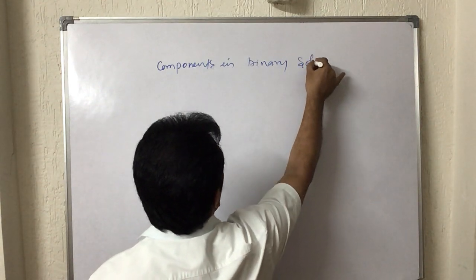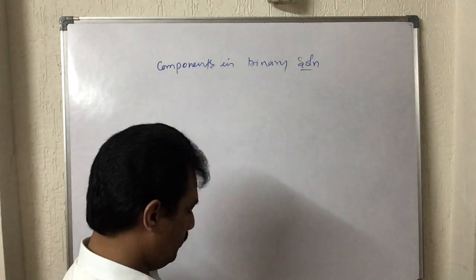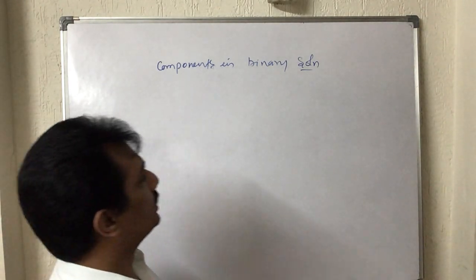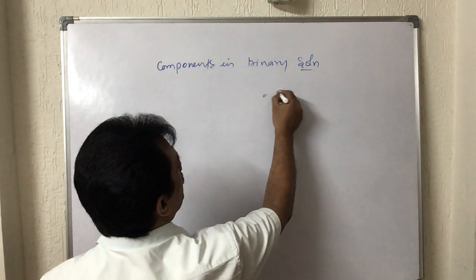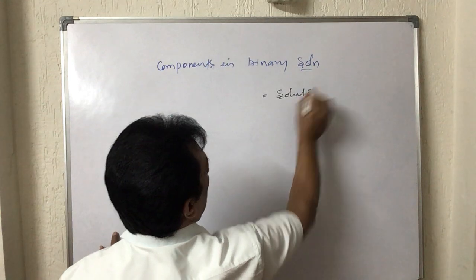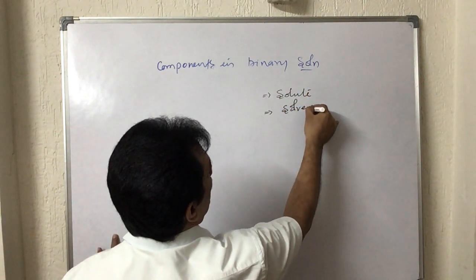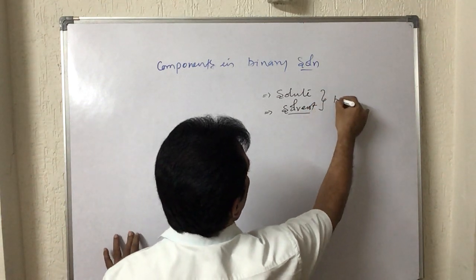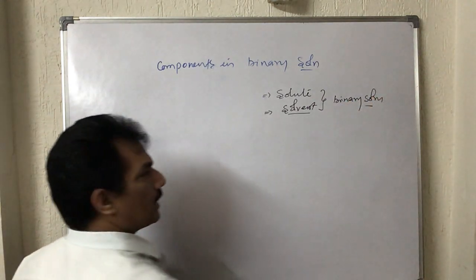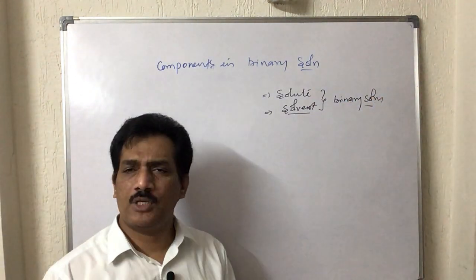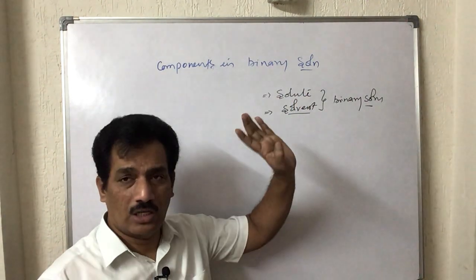Binary solution. And actually when we discuss the solution, in your lower classes you already studied the two components present in a solution. One is solute and the other one is solvent. These are the two components present in binary solutions. Clear?